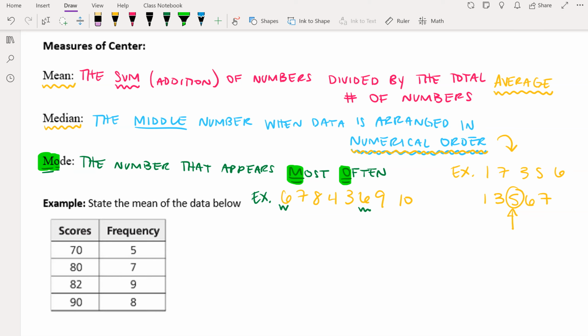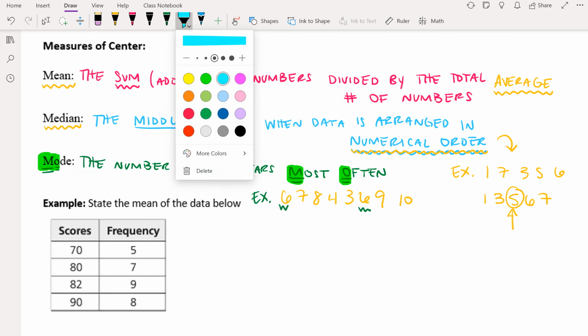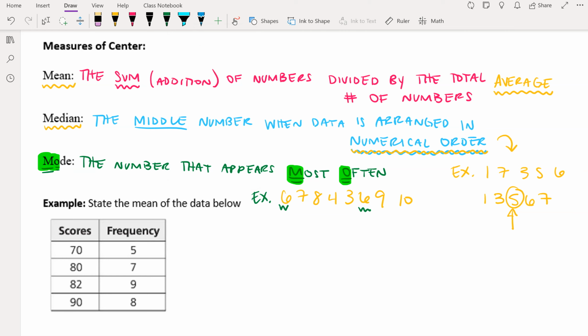Okay, let's do an example of mean with a frequency table. So please draw this table in your notebooks because this is a common type of SAT problem, and it's actually a little unique when you have a frequency table and you're finding the mean of your data. So everyone draw this table. All right, now mean is your average. So the mean is going to be, like our definition says, the sum or the addition of numbers divided by the total number of numbers.